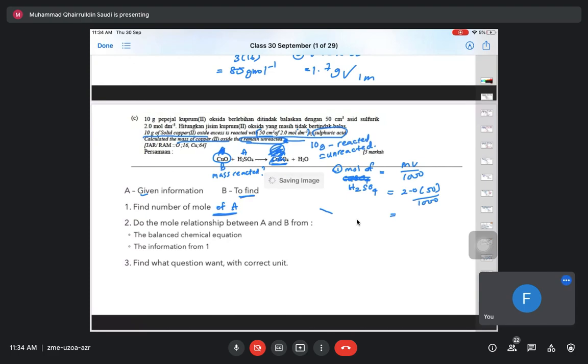8 grams. Okay, remember the 8 grams is the mass that is reacted. So the question wants the remain unreacted. So how do we find the remain unreacted? 10 gram minus 8 gram. Good. 10 grams minus 8 grams. So the unreacted copper oxide is 2 grams. Okay, baru dapat 1 mark. Okay, sampai situ sahaja. Boleh faham? Do you have any questions?